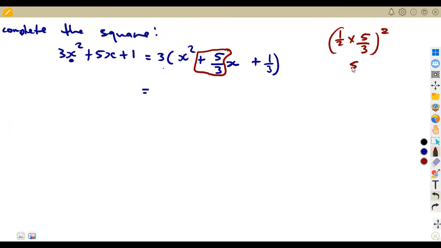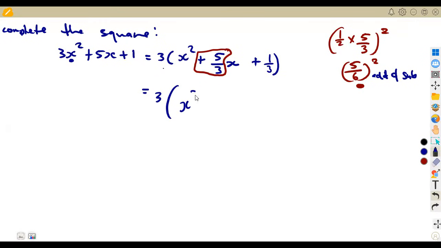1 times 5 is 5. 2 times 3 is 6. So it's 5 over 6 squared. So this square, don't simplify. Yes, you can simplify, it's fine, but just leave it like that. All right. So you add the square, and also you have to subtract this square so that you neutralize your equation to the original format that it had before.